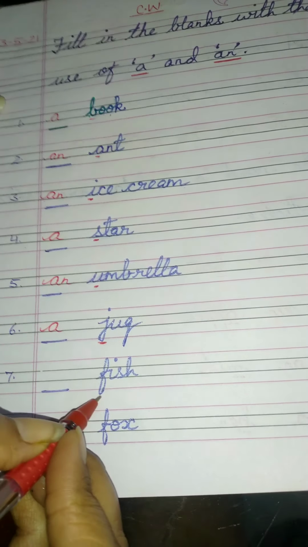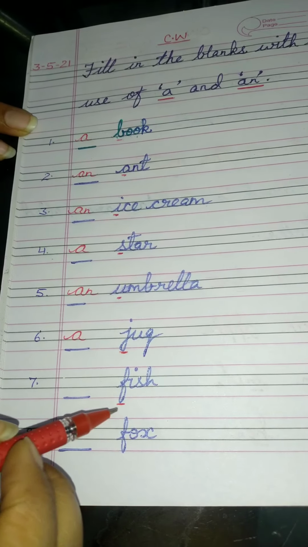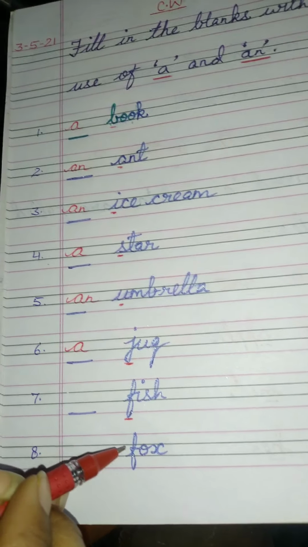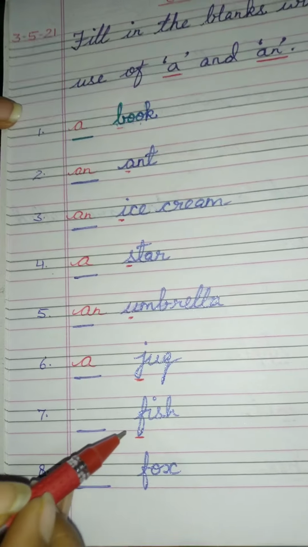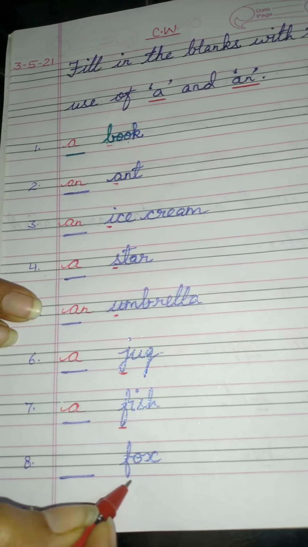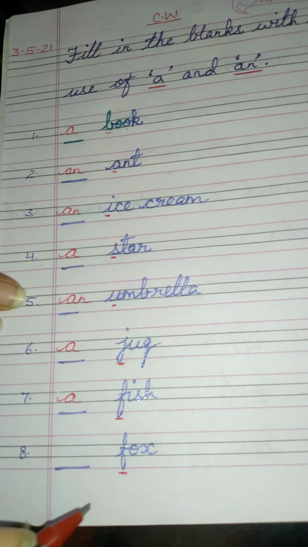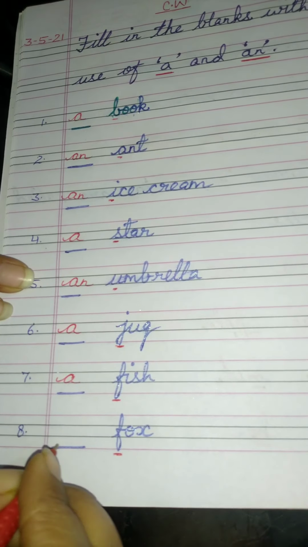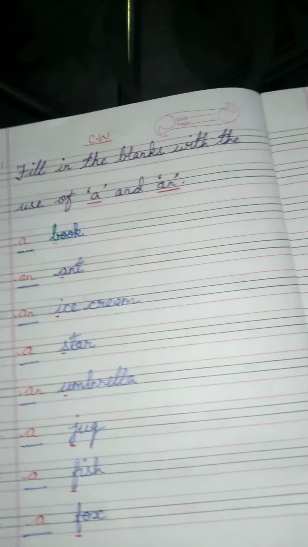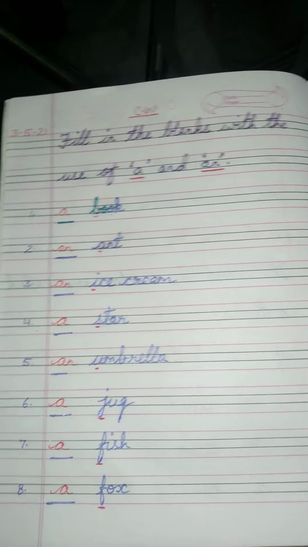Dash fish. Again see the first letter. Not word, letter. Letter means a single alphabet. So F. F is a consonant. So we write here a fish. Dash fox. Again see the first letter F. So F is a consonant again. So we write here a fox. Okay, so this is the exercise you will write in your copy.